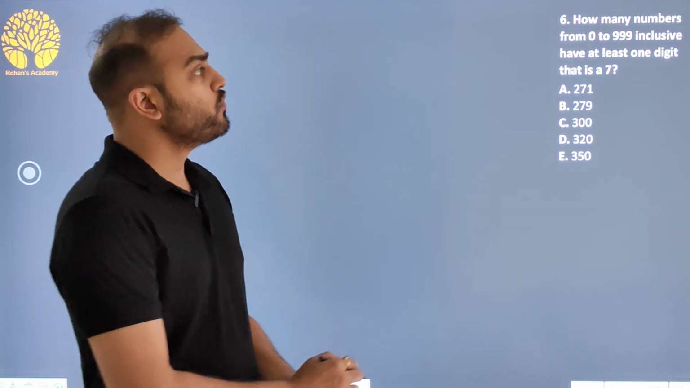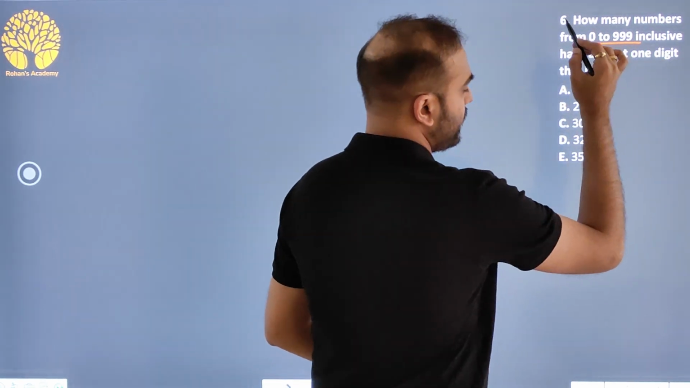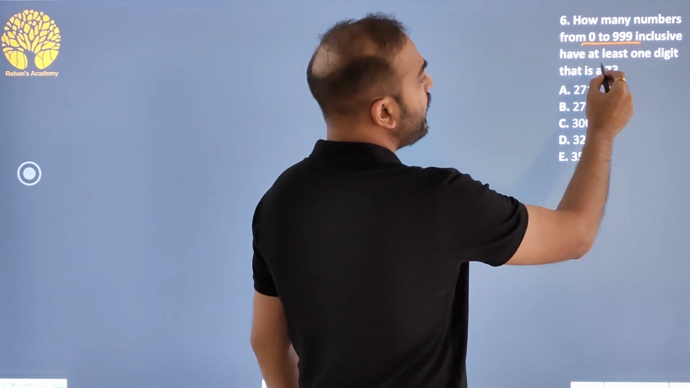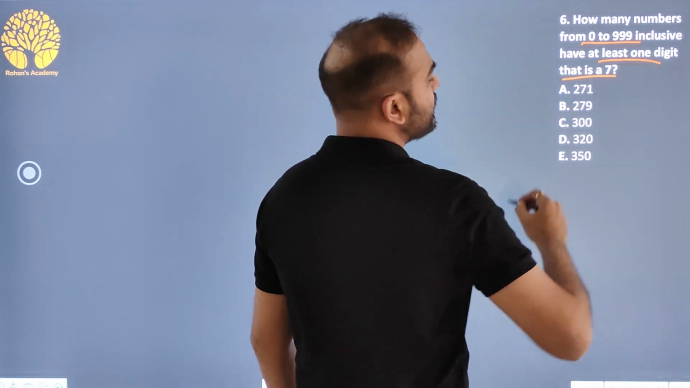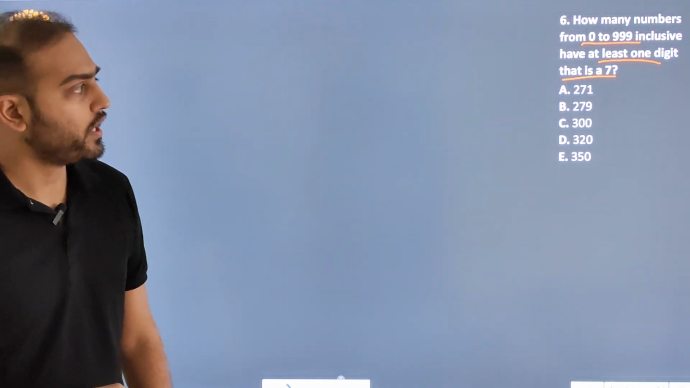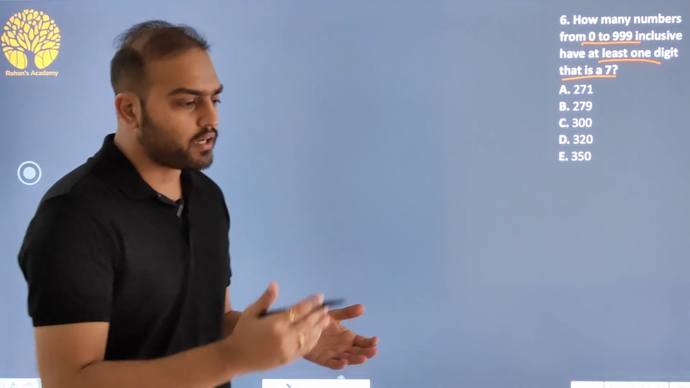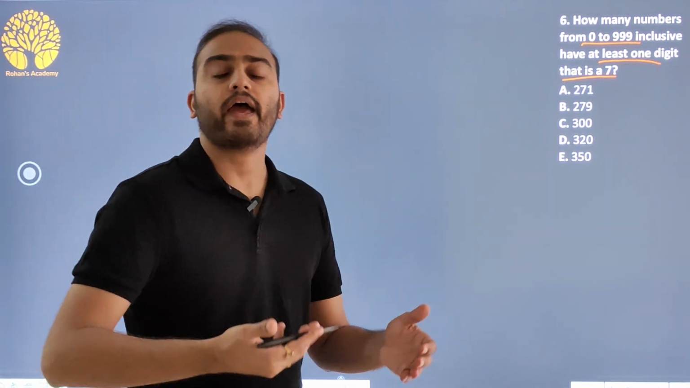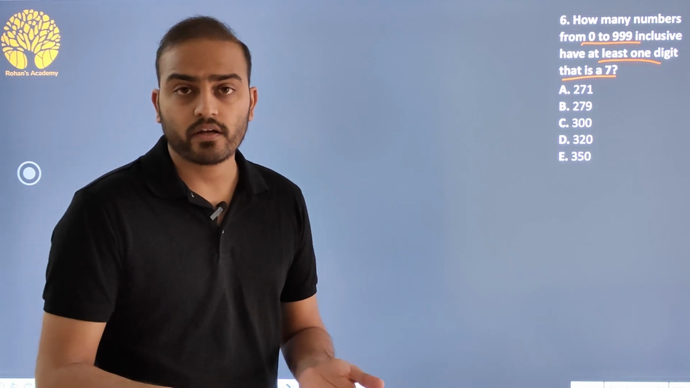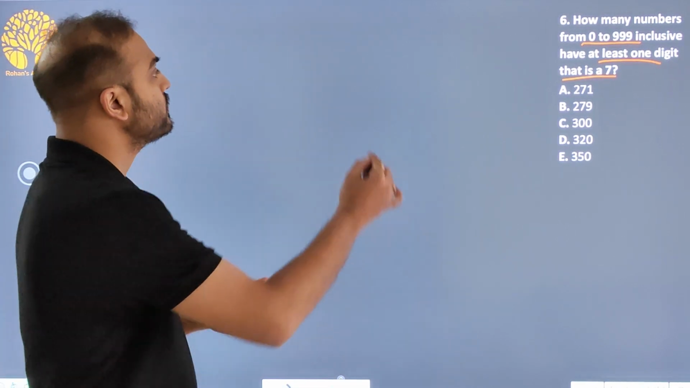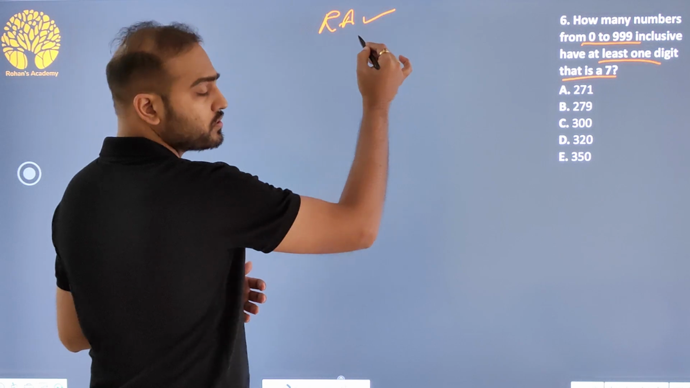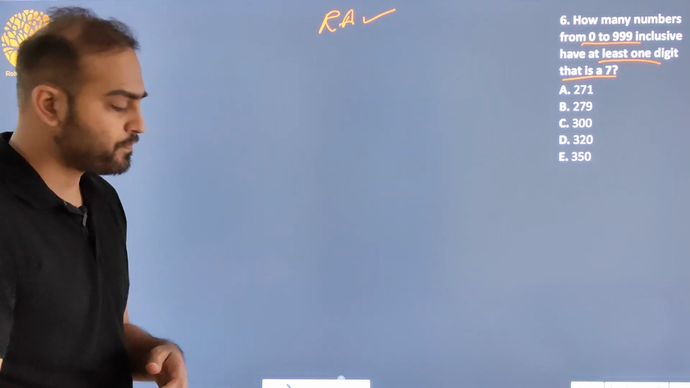Alright. So now we have numbers 0 to 999 inclusive, right? And they have at least one digit that is a 7. Okay. Again think, from 0 to 999, can you get numbers where digits are repeated? Again the answer is yes. So we know repetition is allowed, so we know we have to use counting, right?